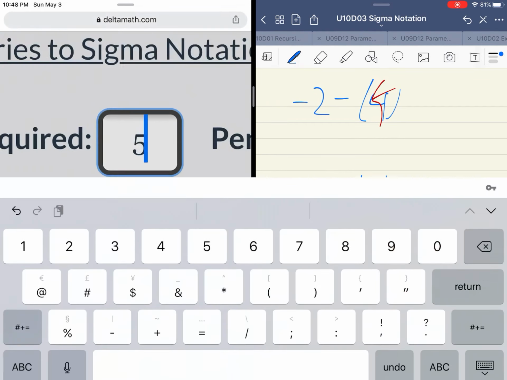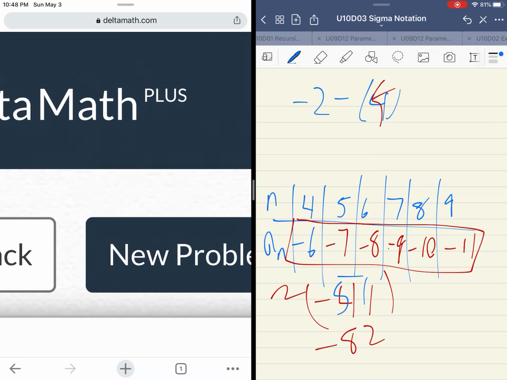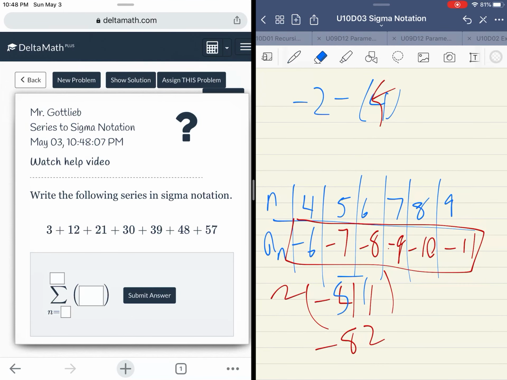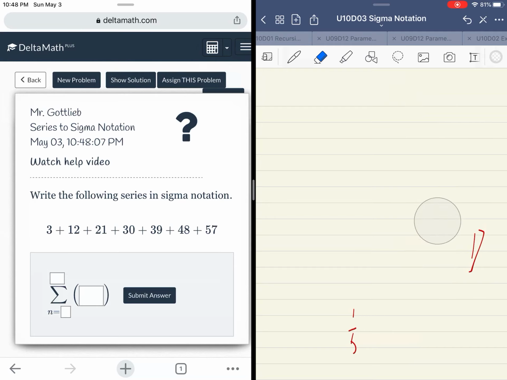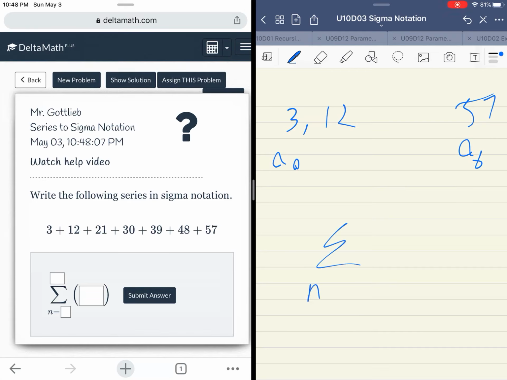So series to sigma notation. So we're going to be given an example like we were in the homework. And we're going to try and write this in sigma notation. So the pattern is 3, then 12, and so on. So we're going from term 0 to the 57. Now the 57 appears to be term, see, so 12 is term 1, 21 is term 2, 30 is term 3, 39 is term 4, 48 is term 5, and 57 is term 6. So our expression is going to go n equals 0 to 6.